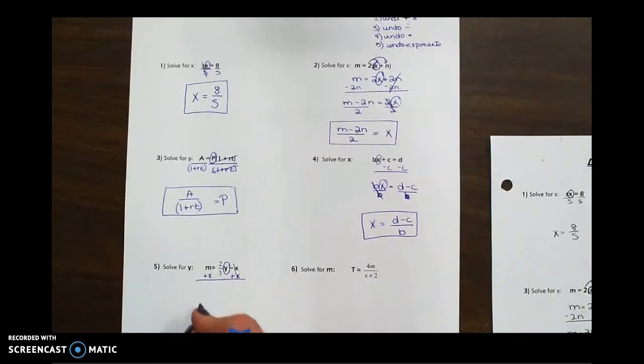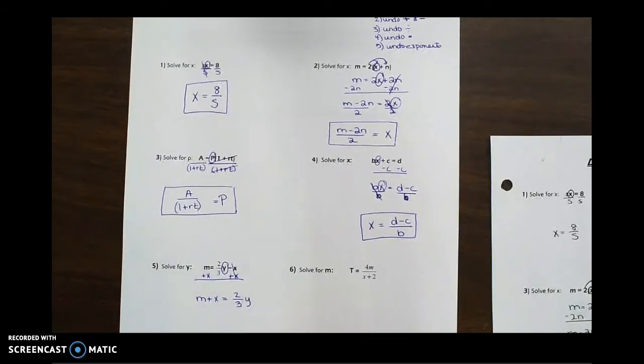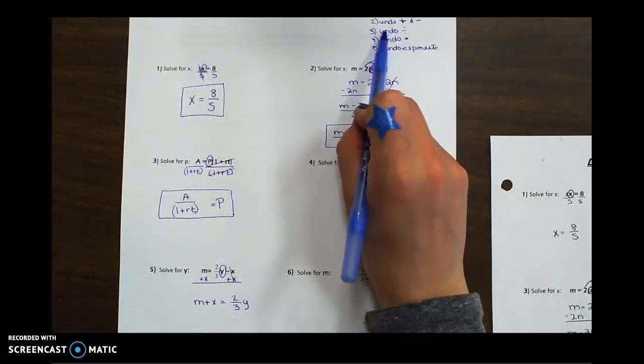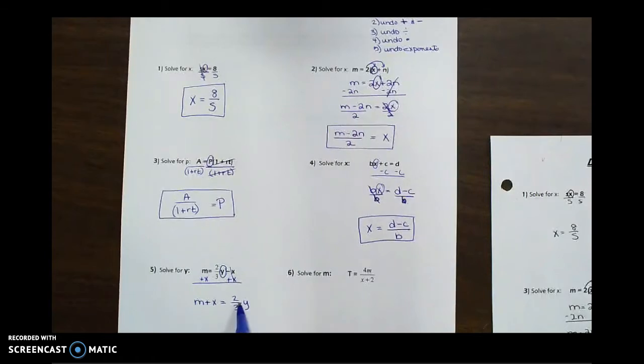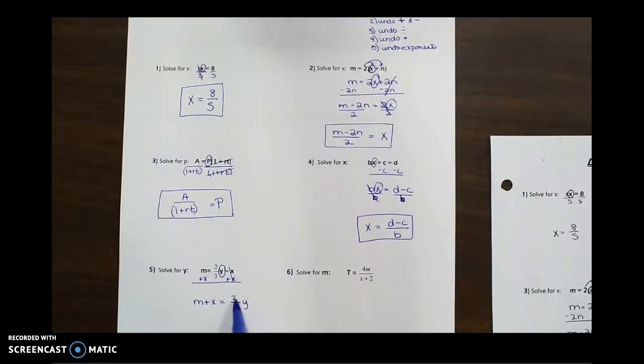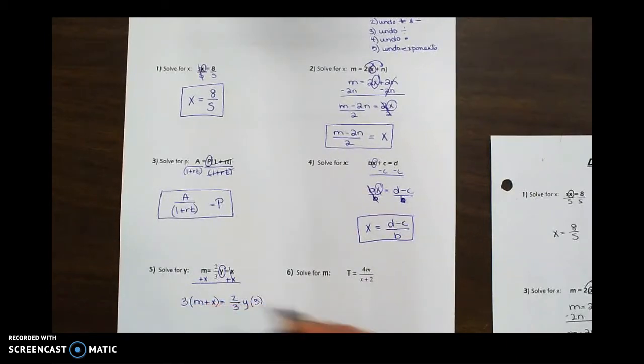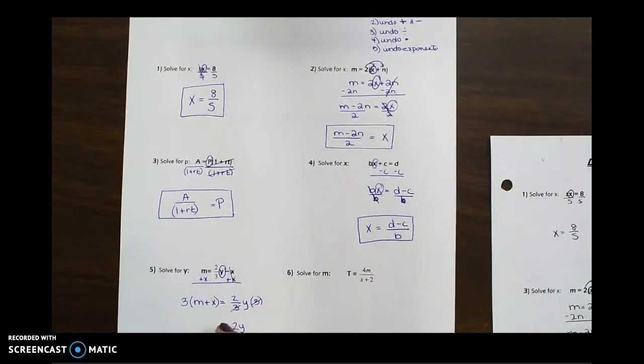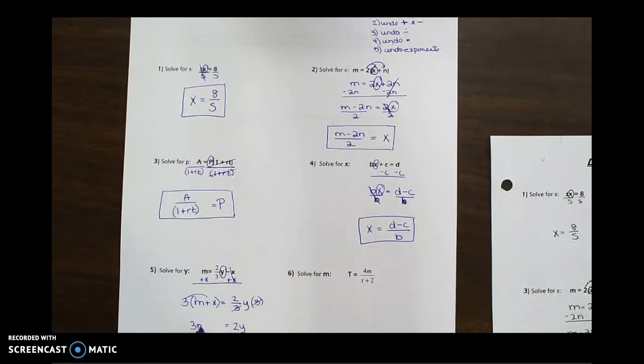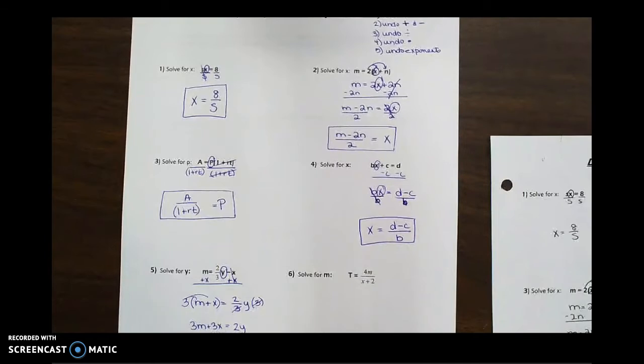Okay, and when we do that, now we're going to have m plus x equals 2 over 3y. Okay, next step. We're going to undo division. So if I take a look here, do we have division? Yes, we do. There's a 3 dividing the 2 and the y. So to undo it, we're going to multiply by 3. We're going to multiply this whole thing by 3. So the 3 cancels with the 3, and now we have 2y equals, now over here, I'm going to go ahead and distribute this 3. So it's 3m plus 3x.